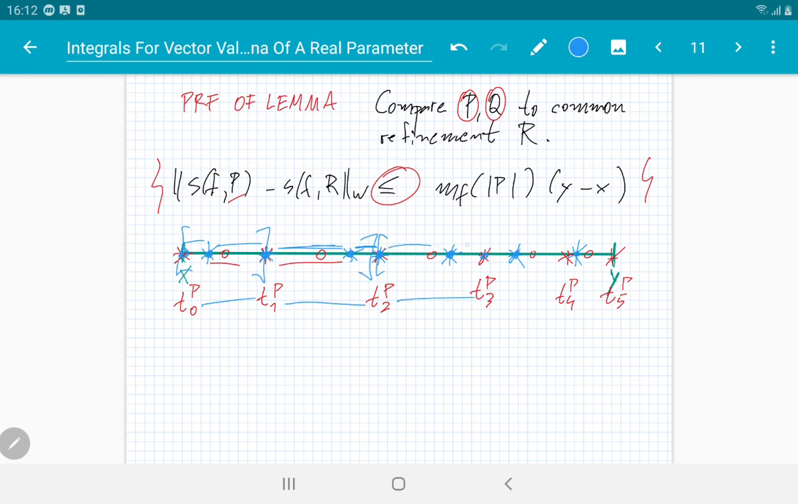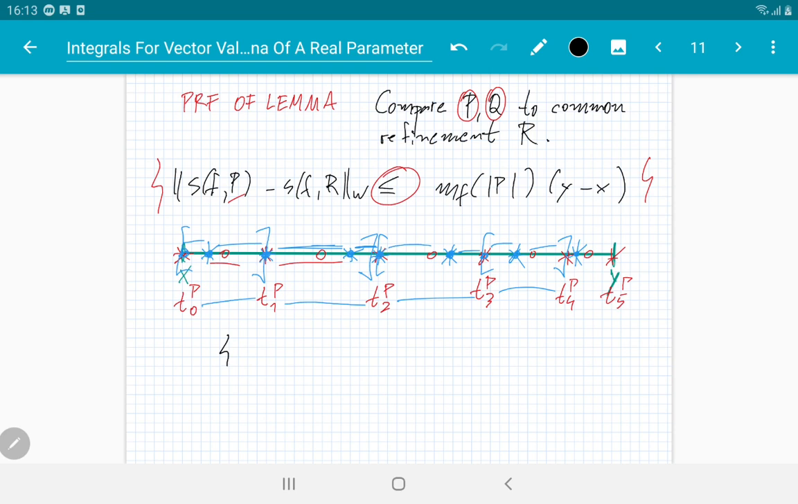So these guys I compare to the sum of these two. These guys I compare to this one, and so on and so forth. We're going to show that this difference is small, in the sense that it can be bounded by the modulus of continuity. How do we do that? We need some algebra.